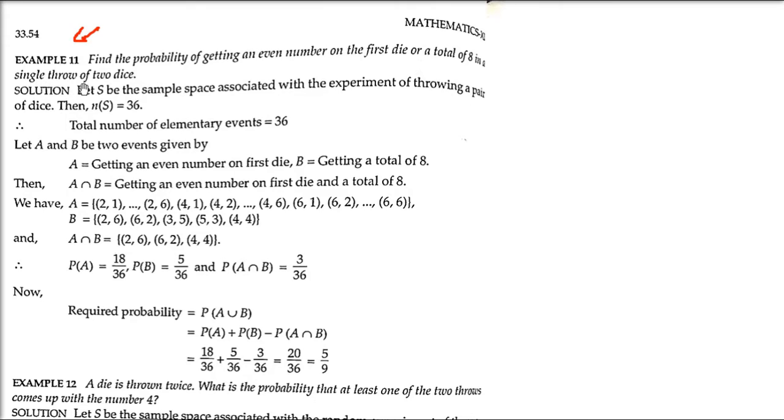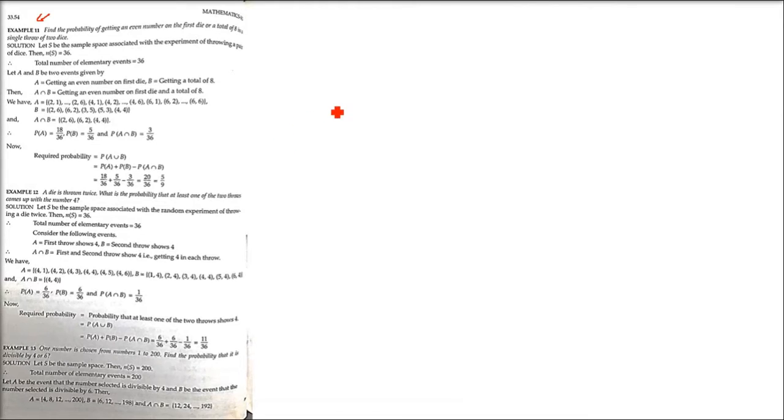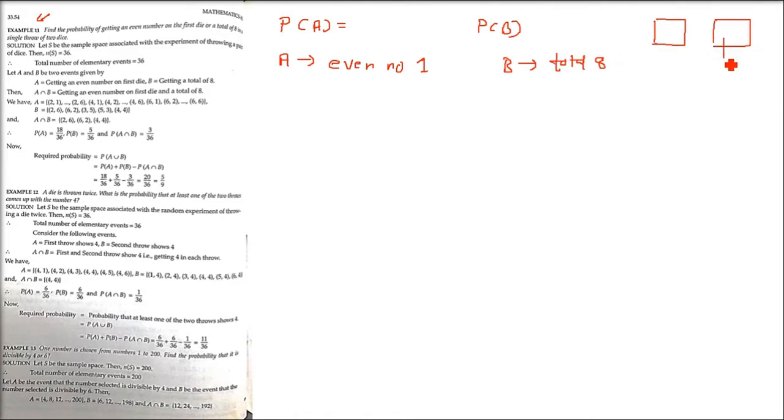Find the probability of getting an even number on the first die, or a total of 8 in a single throw of 2 dice. So this is OR. We have to find P(A or B). This has to be very clear. So what is the event A? We need to find the probability of A, and the event B, which is the probability of B. The event A is getting an even number on the first die, and the B event is getting a total of 8. That is in both, because both dice are thrown simultaneously, the total has to be 8.